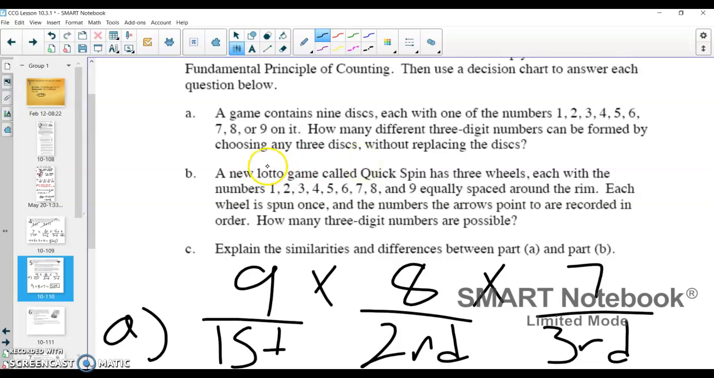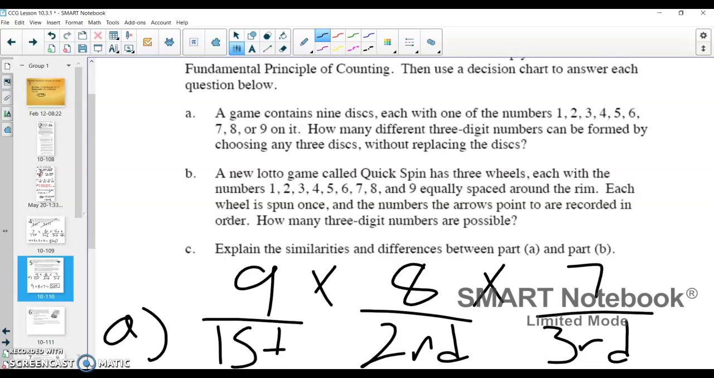All right. In part B, a new lotto game called Quick Spin has 3 wheels, each with the numbers 1 through 9 equally spaced around the rim. Each wheel is spun once, and the numbers the arrows point to are recorded in order. How many 3-digit numbers are possible this time? Well, here we have a little bit different than part A because we have 3 decisions again because we get 3 spins.